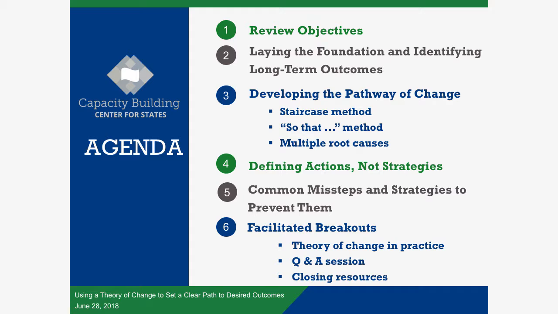Today, we're going to quickly go over the objectives of this event. We're going to talk about the key elements of a theory of change. We're going to go over a few different methods of developing a theory of change and a few important things to keep in mind. And then we're going to break out into small groups to talk about theory of change in practice. Other agenda items are as follows: laying the foundation and identifying long-term outcomes, developing the pathway to change using the staircase method, the so-that method, and multiple root causes, defining actions, common missteps and strategies to prevent them, and facilitated breakouts, which also include a Q&A session and closing resources.